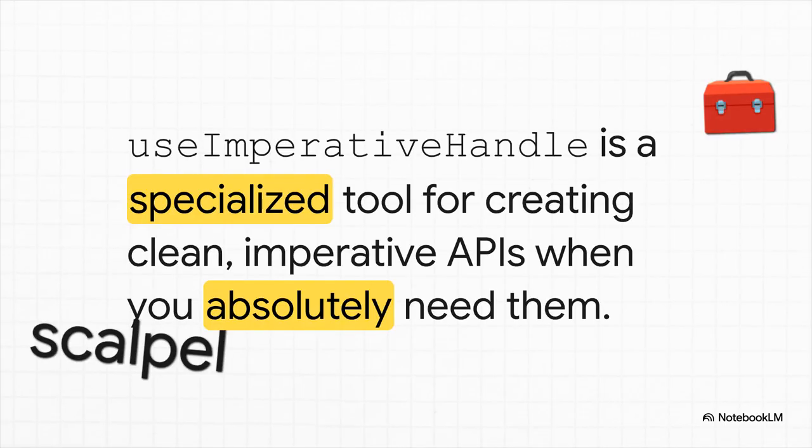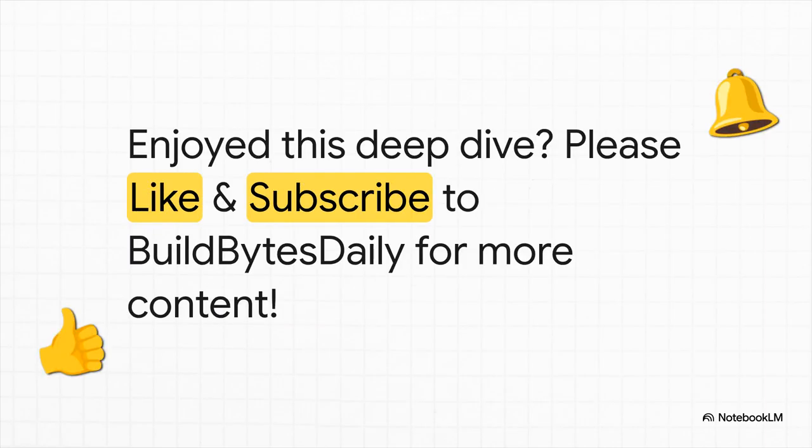So let's wrap this all up. Think of useImperativeHandle not as a hammer you should use for everything, but as a scalpel. It's a precise, specialized tool for those rare moments when you absolutely must break out of the declarative model to create a clean imperative API. Use it wisely, and always, always think props first. And that is a wrap on useImperativeHandle.